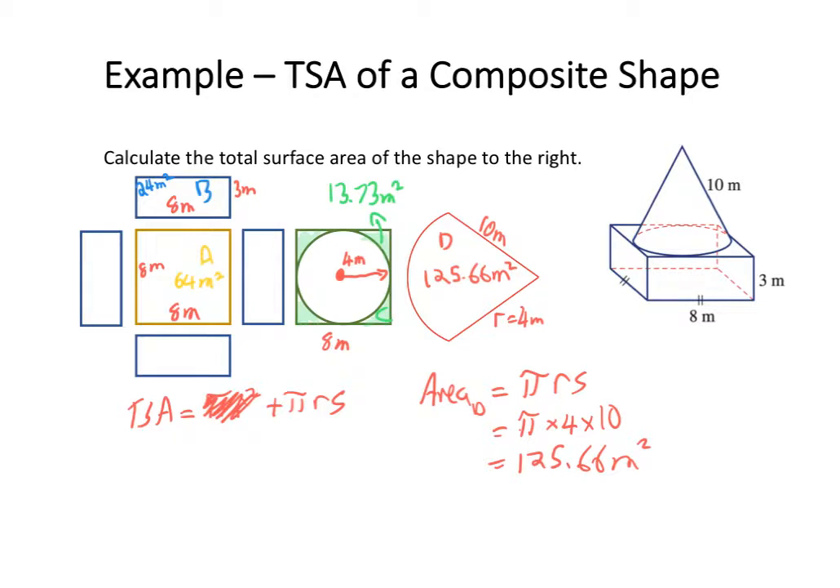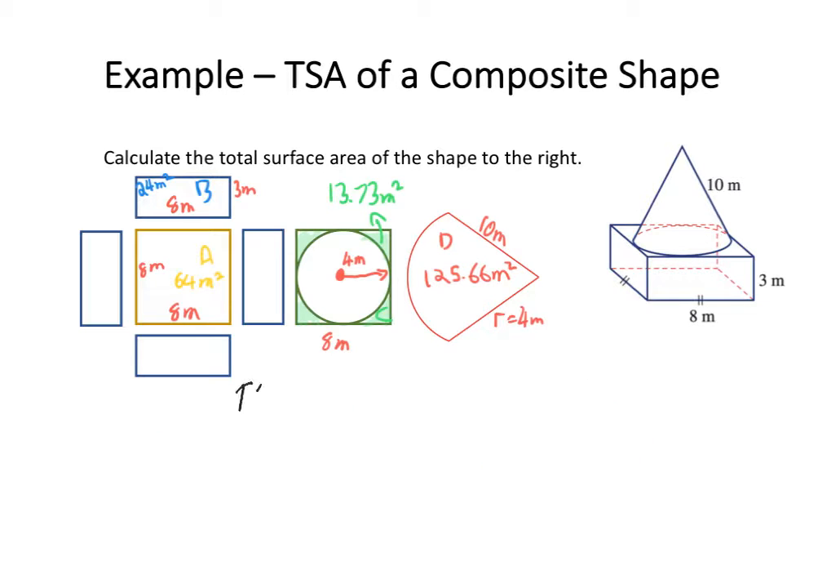Now I've got the area of all of my individual components. I can go ahead and add them up to calculate the total surface area of the composite shape. So my total surface area is going to be adding up all of those individual shapes. So the area of A plus the 4 rectangles, so 4 times the area of B, plus the top with the circle cut out, so area C, plus the curved section of the cone, area D.